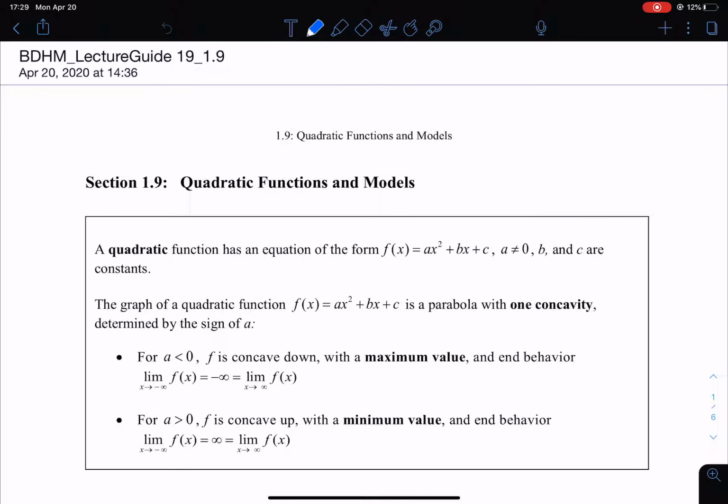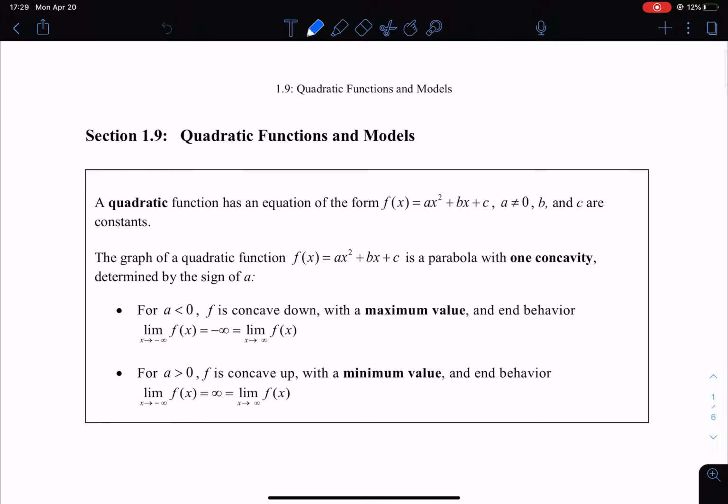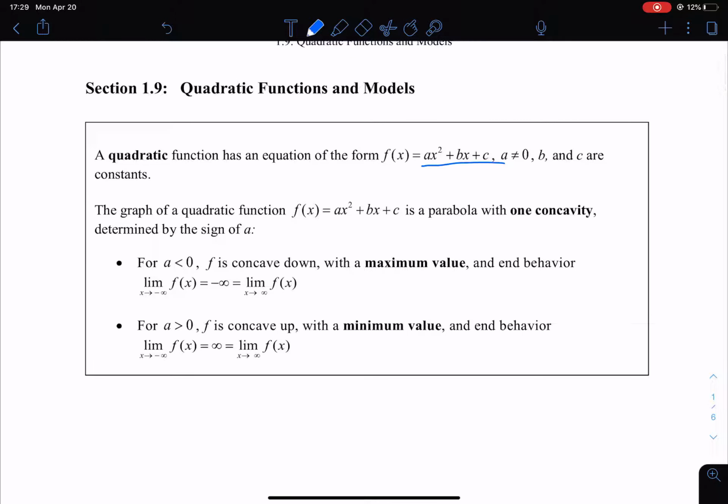1.9 is the quadratic function. A quadratic function is ax squared plus bx plus c, where a cannot be 0, because if a is 0, then this function is a linear function, not a quadratic function anymore. And it has only one concavity, determined by the sign of a. If a is positive, the function is concave up. If a is negative, the function is concave down.